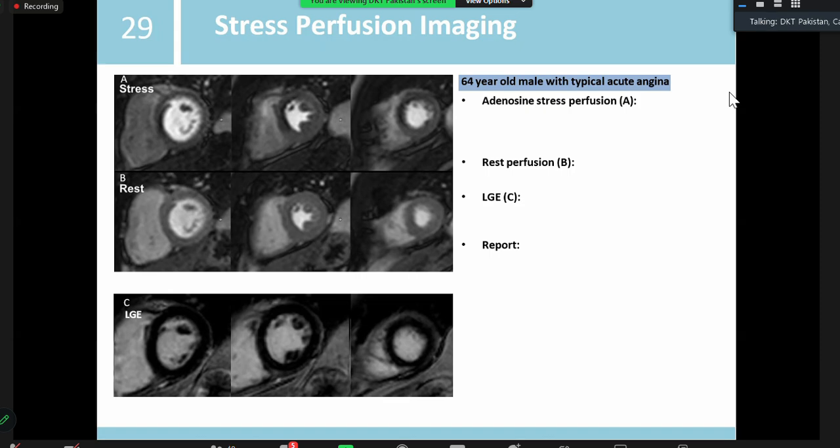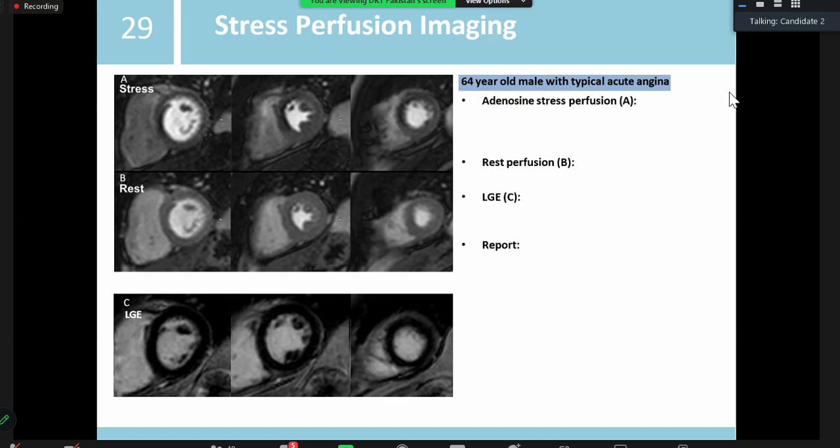Late GAD is present. The 4-chamber late GAD is present on the same. C. So you have A, B, C. Yes, sir. A is the stress, B is the rest sequence, and C is the late gadolinium enhancement sequence. On the late gadolinium sequence, I cannot see any area of delayed enhancement, any subendocardial or any mid myocardial region of delayed enhancement.